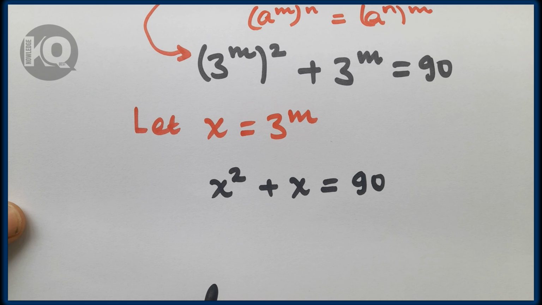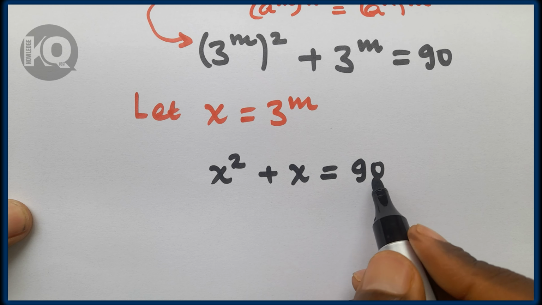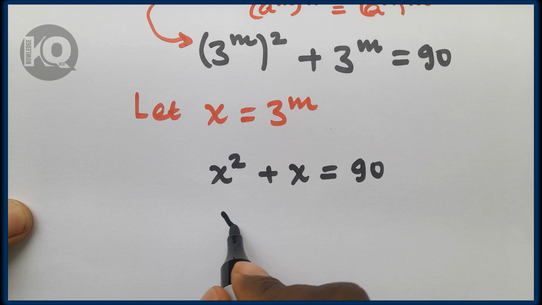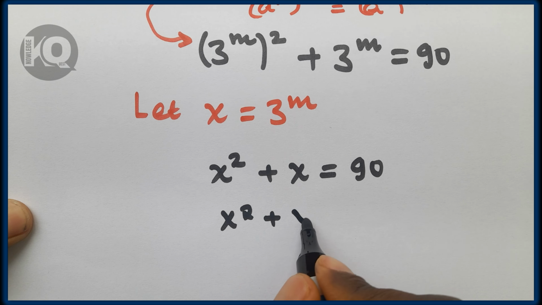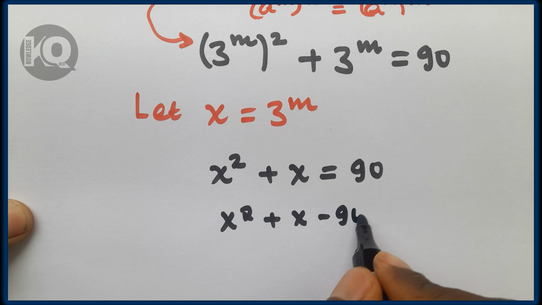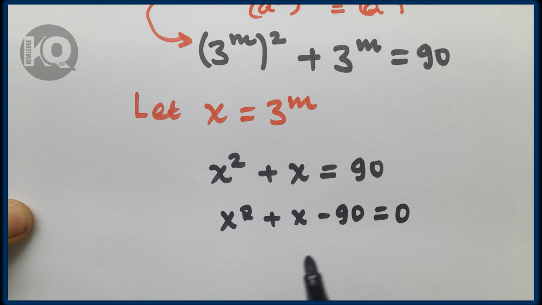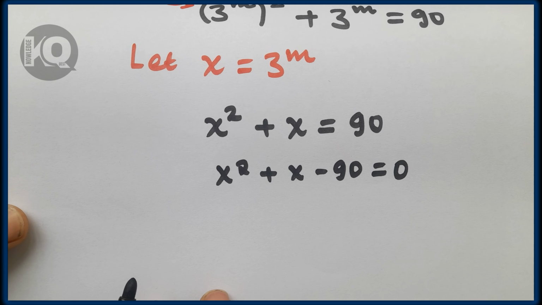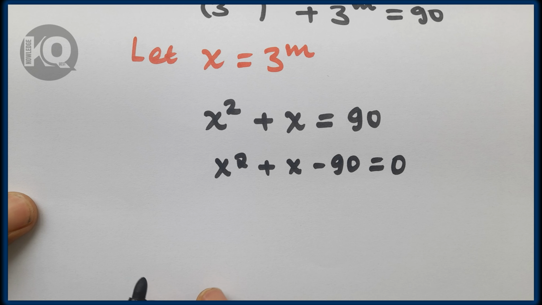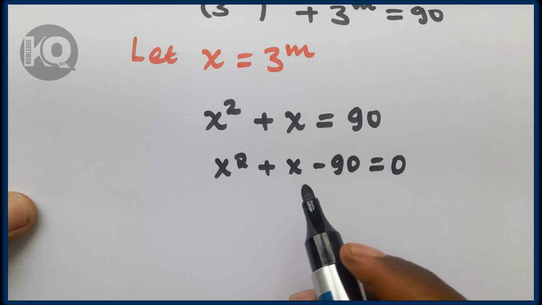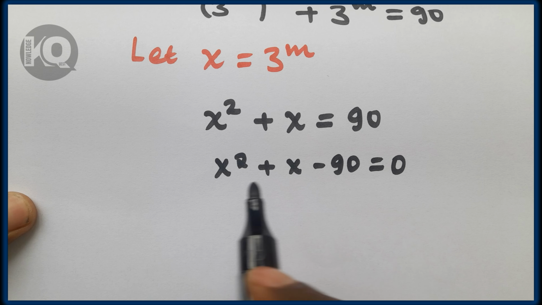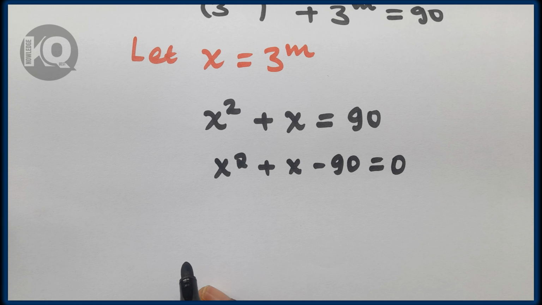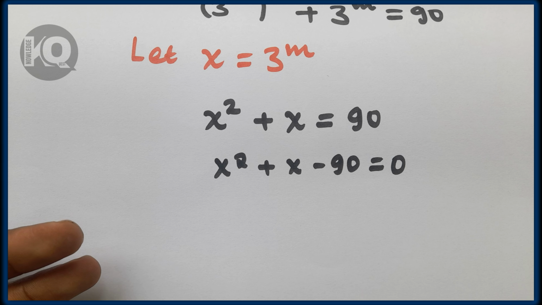So now let's rearrange the equation, bringing this 90 to the left hand side. So it will be x squared plus x minus 90, which is equal to 0. So this is a quadratic equation. So we can solve by using the quadratic formula or by using the product sum rule. So let's use the product sum rule.